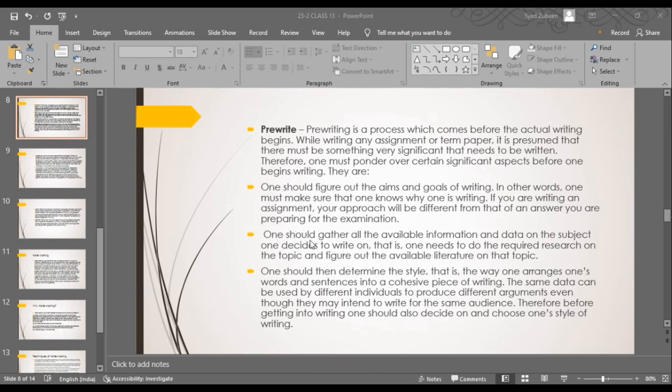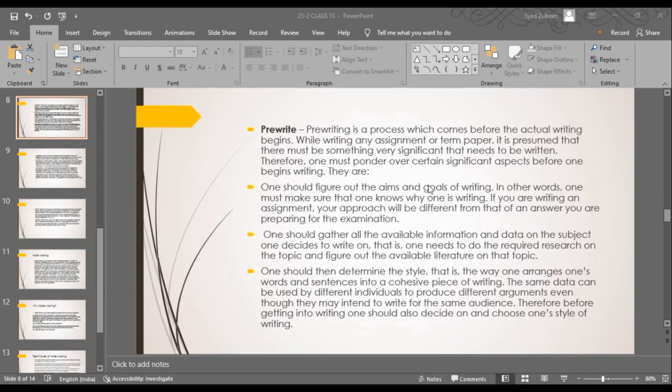So this is what the pre-writing stage is: you should be very sure of what is being asked of you, of what you are going to write, right? Then you have to prepare everything that is in front of you. You have to gather all the necessary information. If you have to make a report, then you should have all the numbers in place, and all the necessary information, and maybe examples as well.